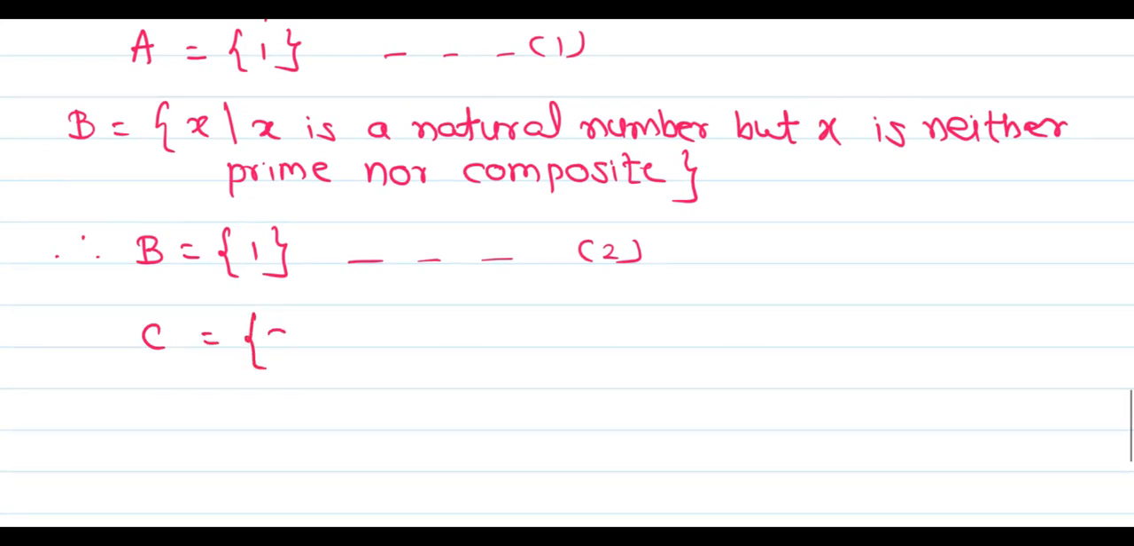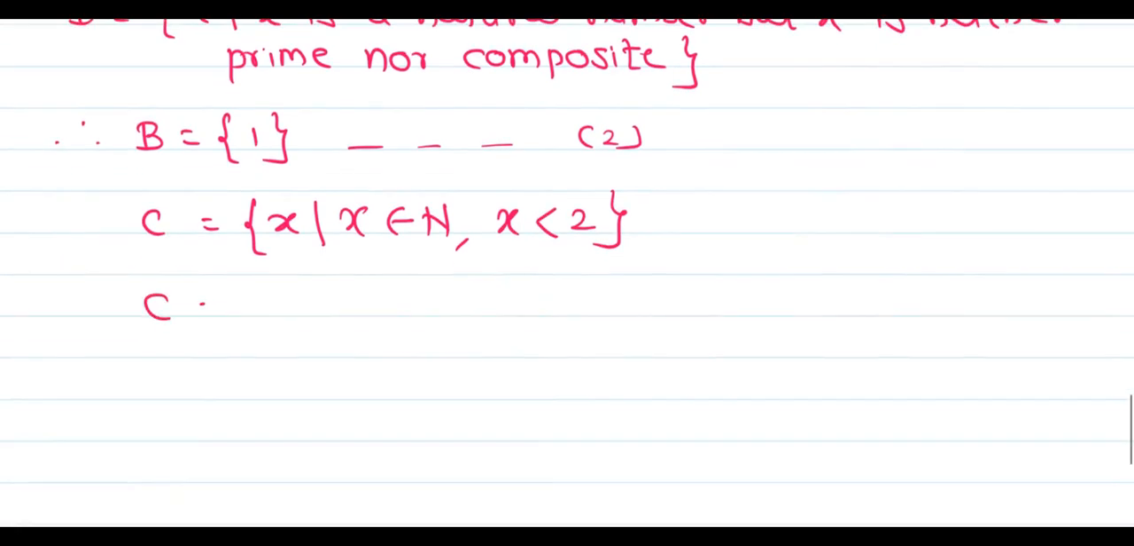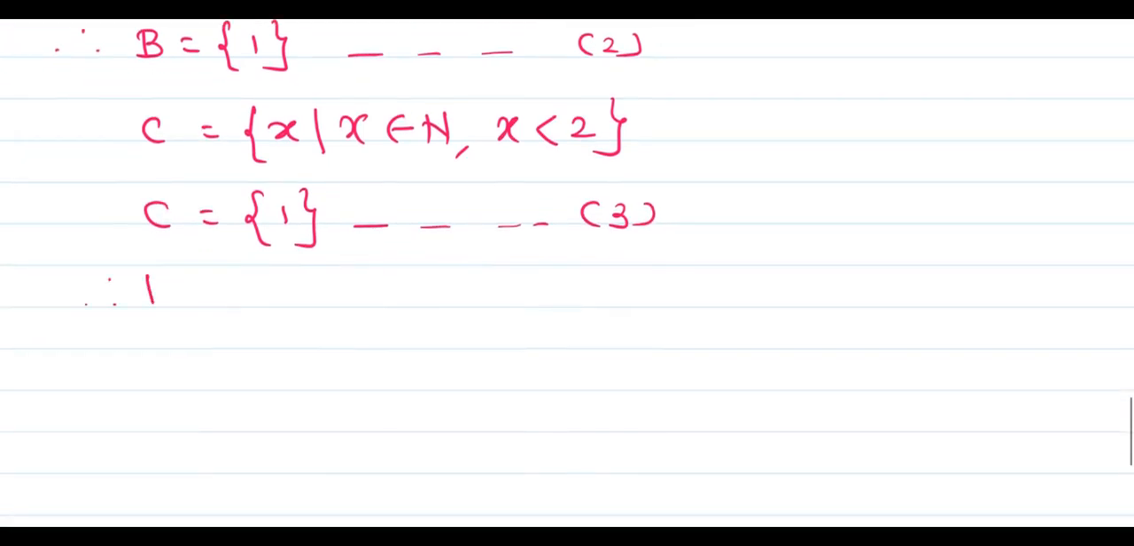Now see, C is equal to {x such that x belongs to the set of natural numbers and x is less than 2}. Therefore, again, it is a singleton element. C is equal to {1}. Therefore, all the 3 sets are equal. A, B, C are equal.